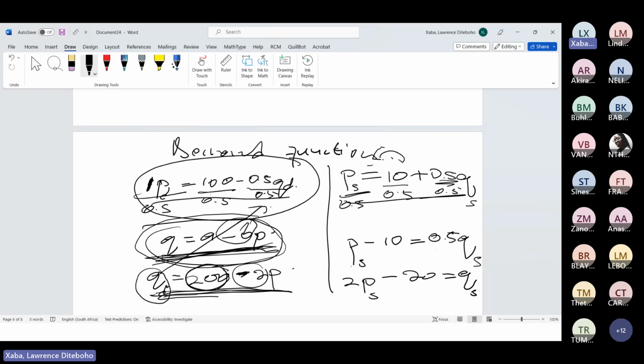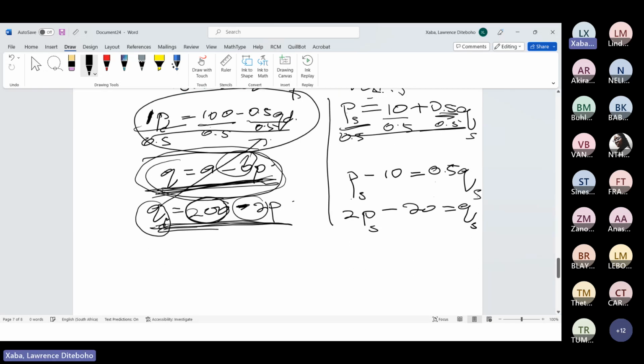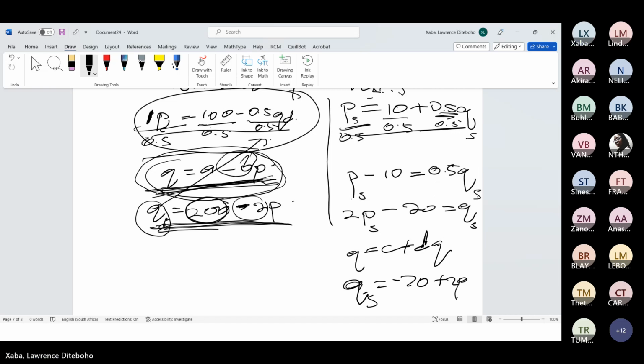Then we can rewrite it in the standard form. Remember our standard form, we are saying we have Q equals C plus D times P. So that is QS equals negative 20 plus 2 P subscript S. So this is our equation.